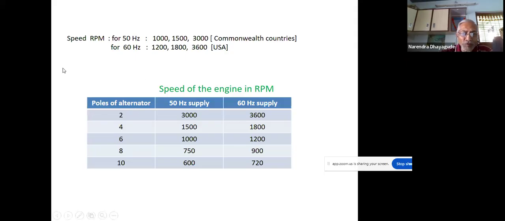So in the tabular form, we can see poles of the alternator: 2 pole, 4 pole, 6 pole, 8 pole. It is an even number. And at 50 hertz supply, the speeds are 3000, 1500, etc. 60 hertz is being used in the US, so their speed is naturally 20% higher than this.